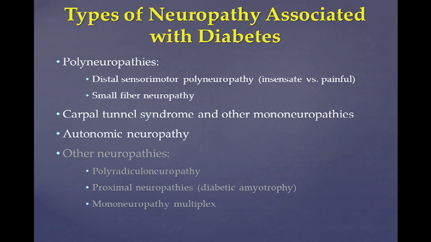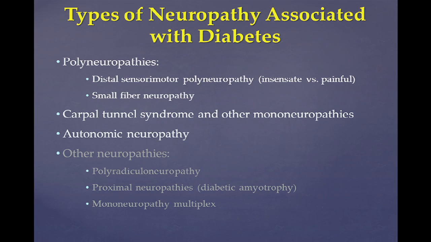And then autonomic neuropathy is when the nerves that are innervating all the internal organs, like the heart, the blood vessels, the gut, the urinary system, when those nerves are involved, and then patients can have symptoms referable to all of those different organ systems.